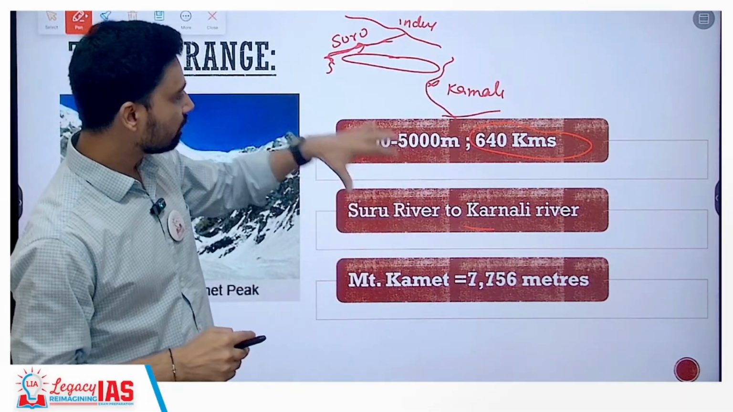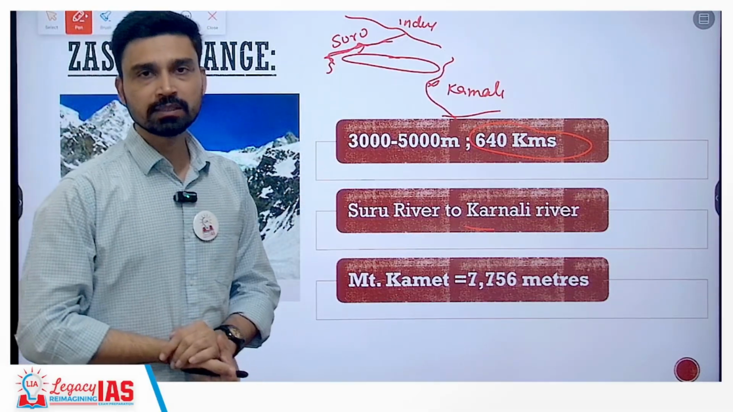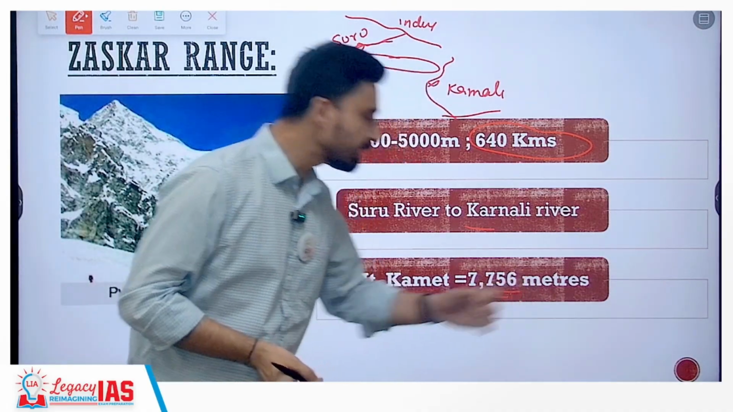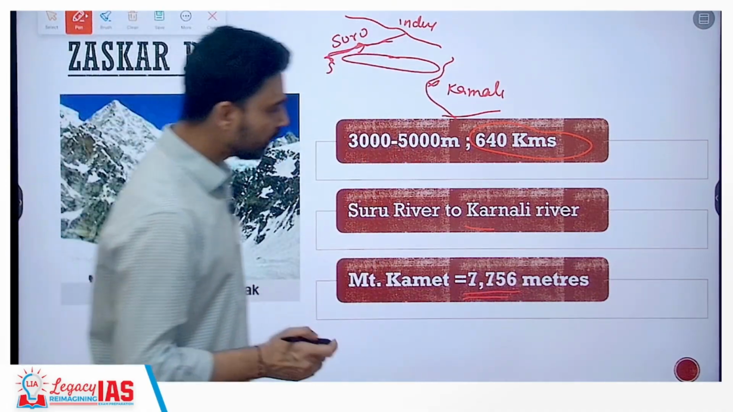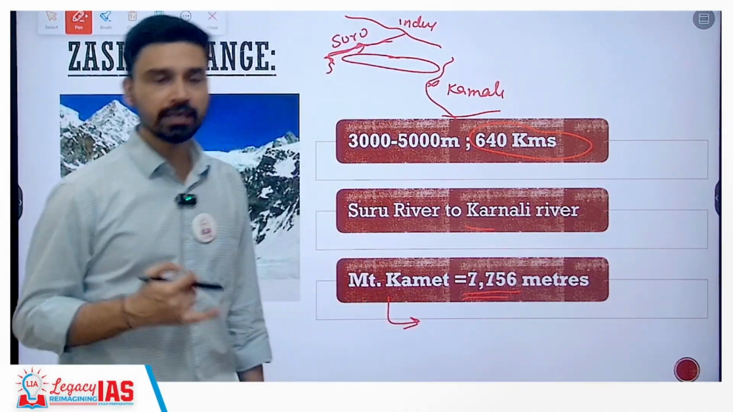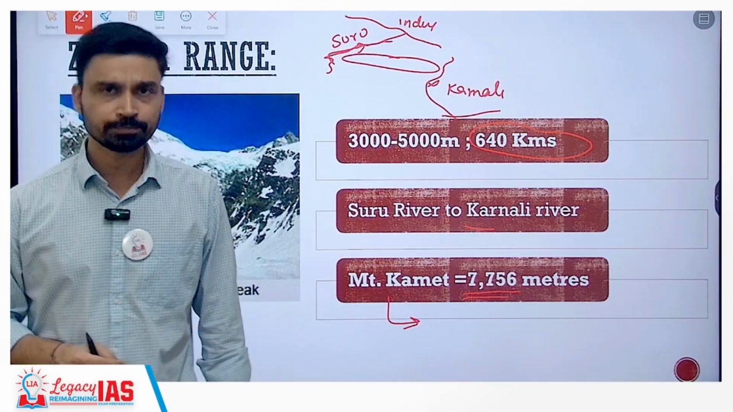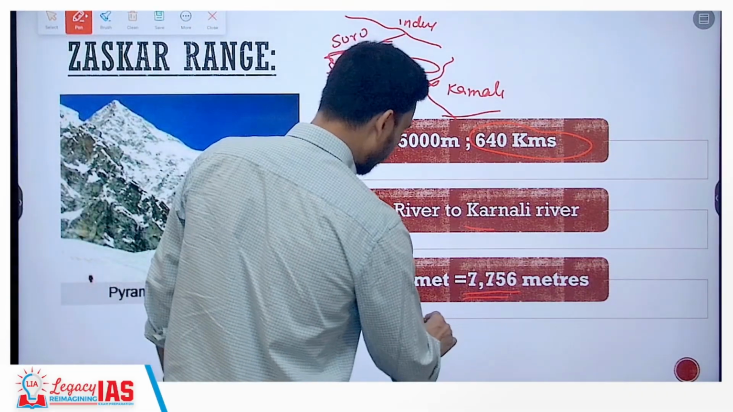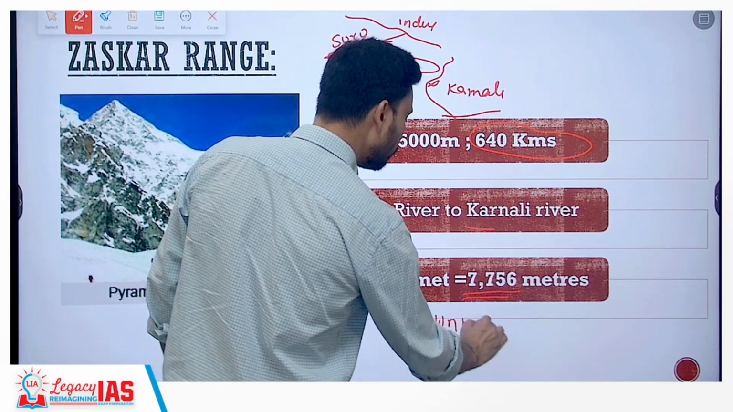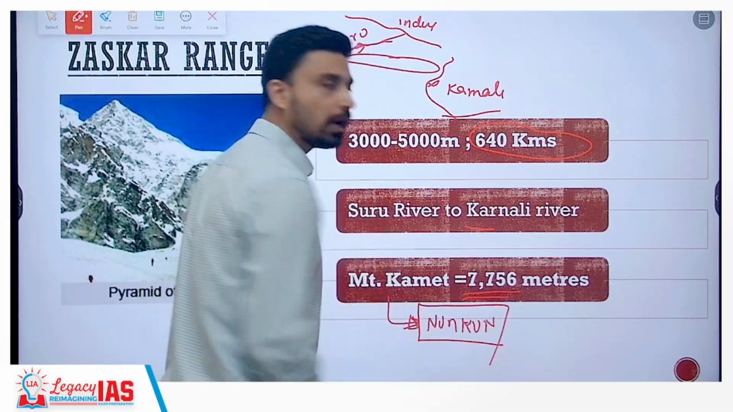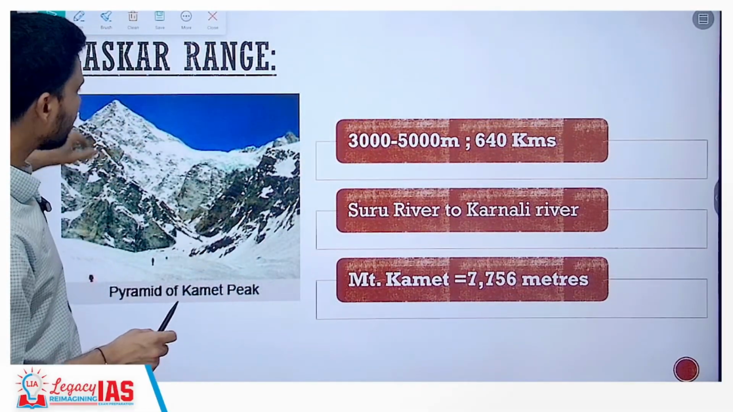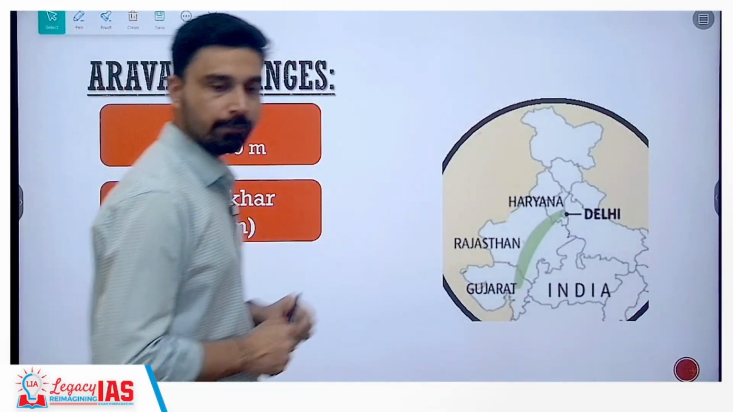And then if someone asks you what is the tallest peak in this particular range, it is called Mount Kamet, 7,756 meters. However, many geographers also argue that it is not Kamet, because Kamet is part of the Himalayas. You cannot consider it part of Trans-Himalayas. So here you have the other peak called Nunkun. Nunkun is believed to be the tallest peak in the Trans-Himalaya, in the Jaskar range. So both Mount Kamet as well as Nunkun peak, you can keep that in mind.